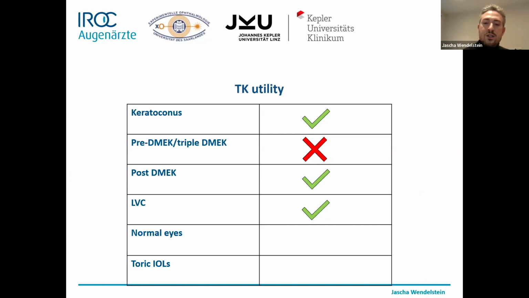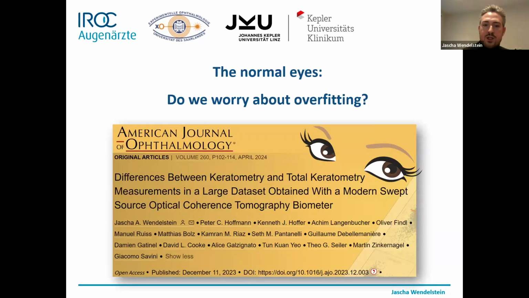Now the big question is, TK values showed utility in all those special eyes, but did we overfit? Do they still work in normal eyes, or do they alter normal eyes? We did a large study to have a look at that. Do we have to worry about overfitting?